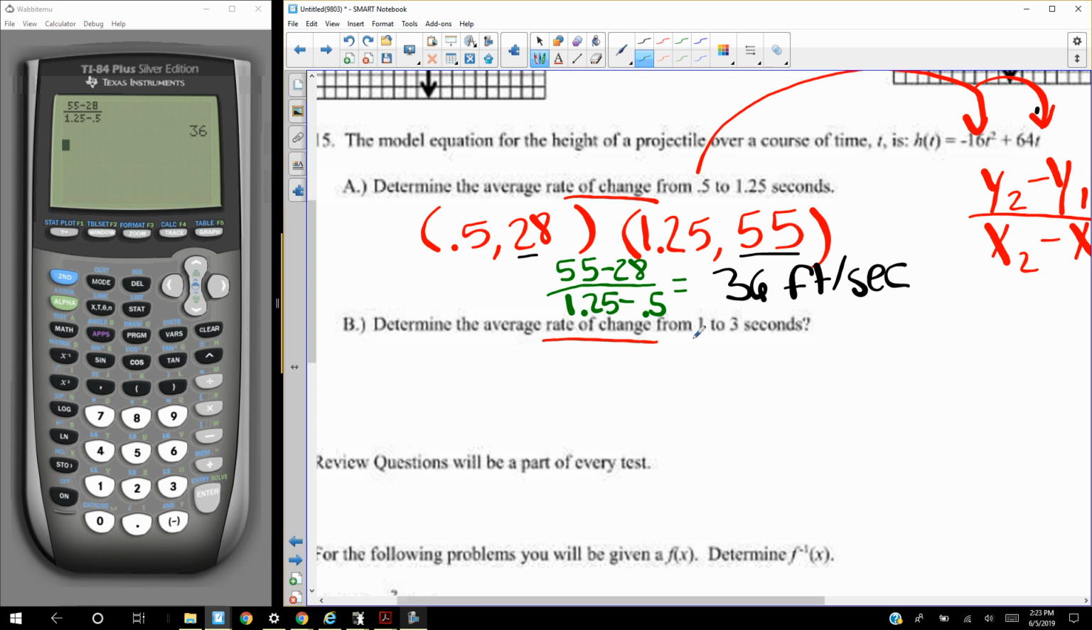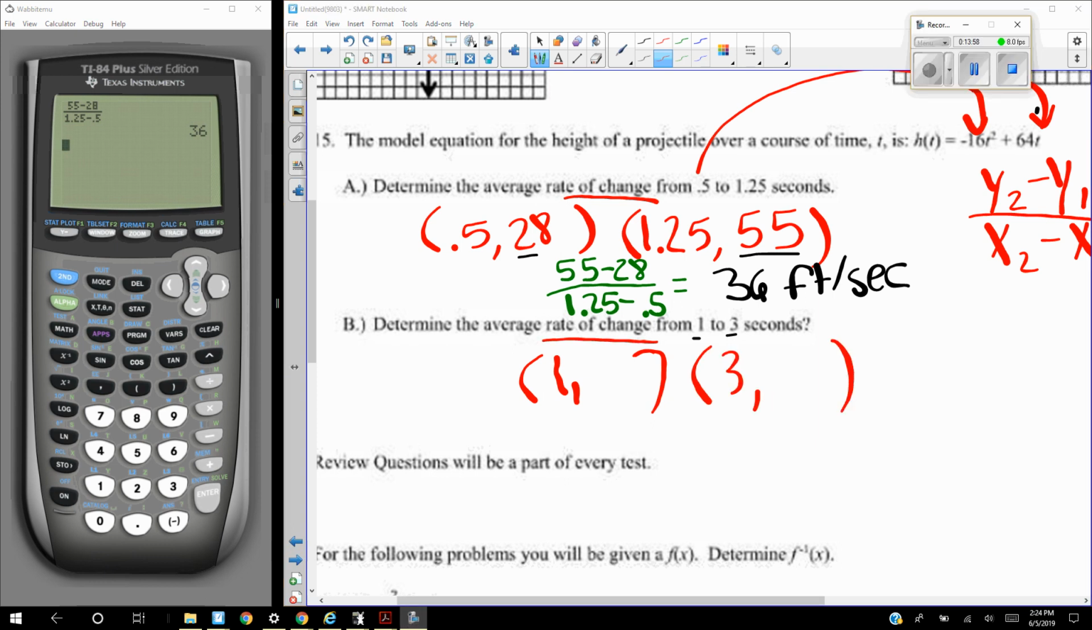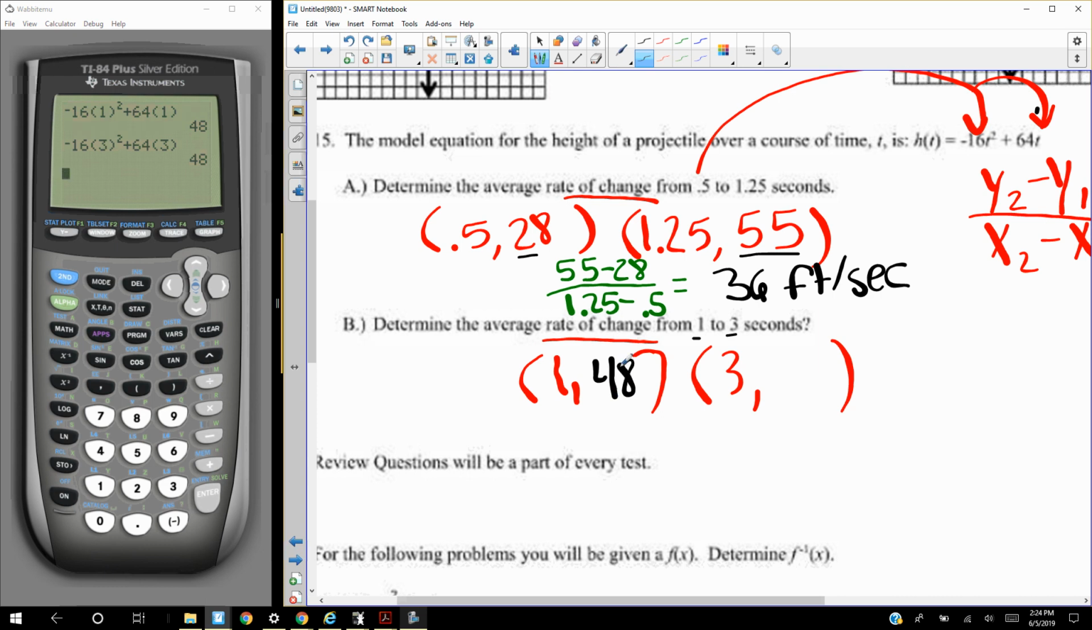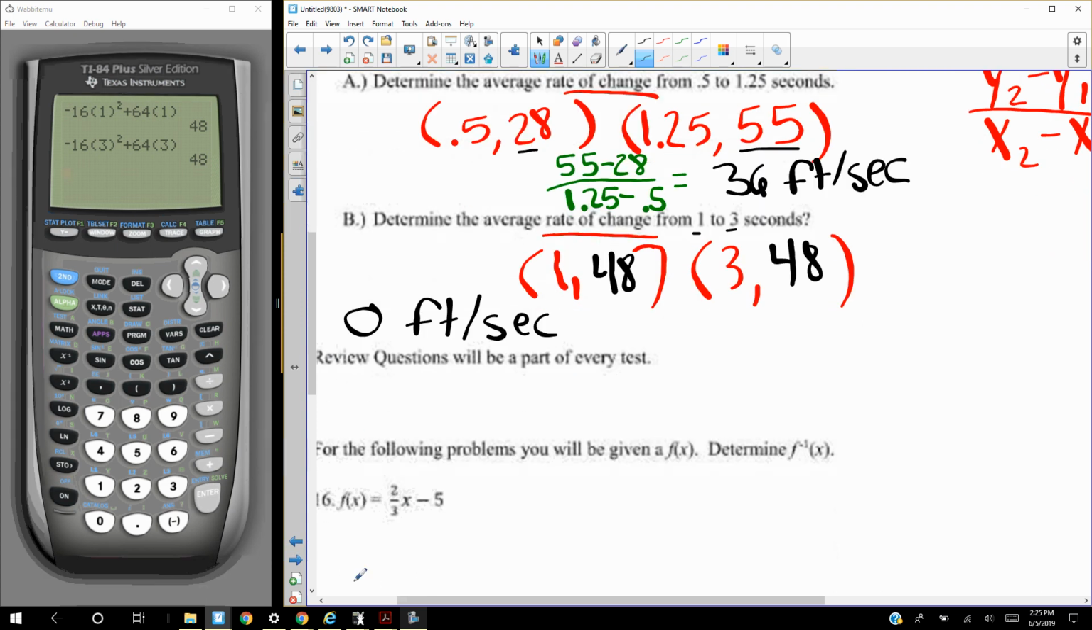You're doing the exact same thing on 15b, except this time you find the rate of change from 1 to 3 seconds. So same thing, plug in 1 for t, see what it spits out, then plug in 3 for t, see what it spits out. And it's kind of a weird one because after 1 second, the projectile is 48 feet in the air, and then it reaches its highest point and comes back down. So the rate of change here is 0 feet. We only have to use the formula, 0 feet per second. Probably will not happen like that again.